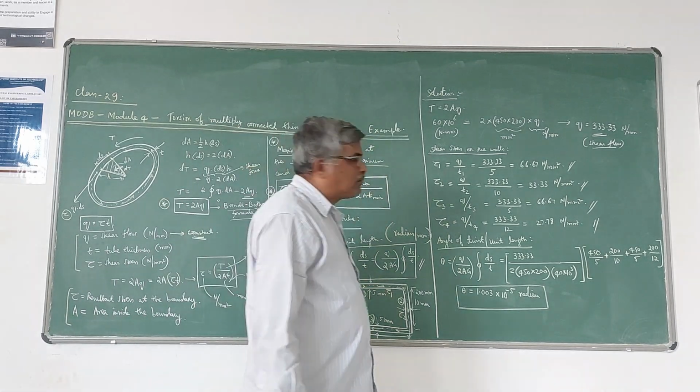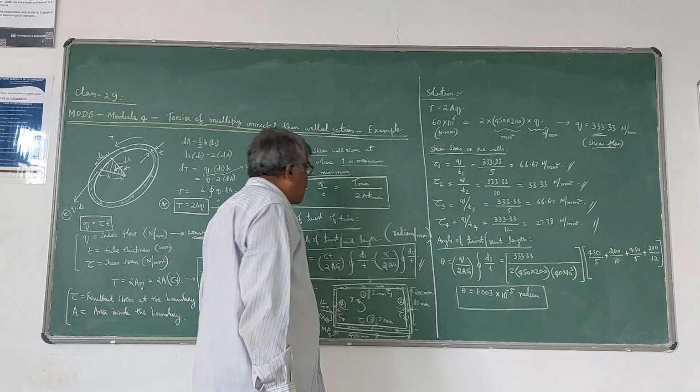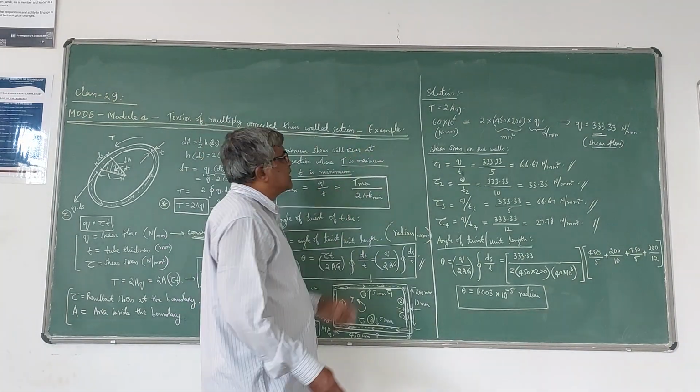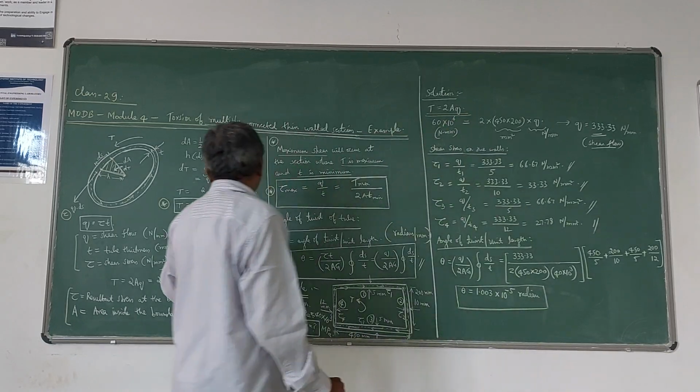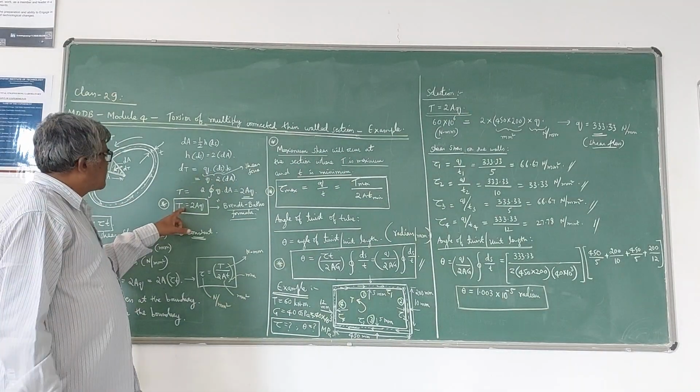Now let us go one by one. First let us calculate Q. The solution works like this. We have this formula T is equal to 2AQ, according to the Bredt-Batho formula.